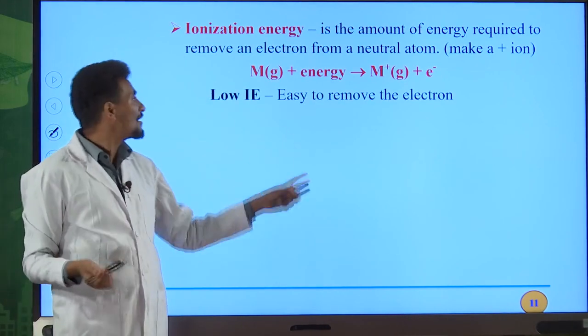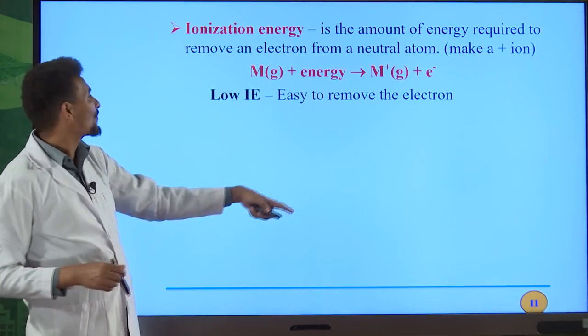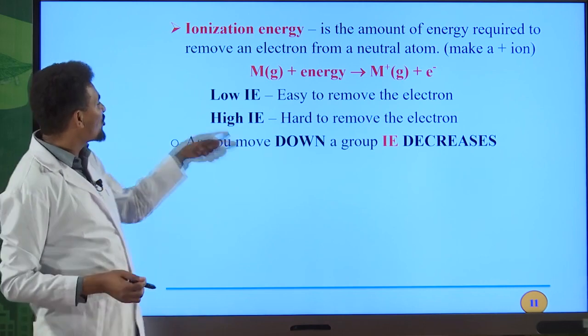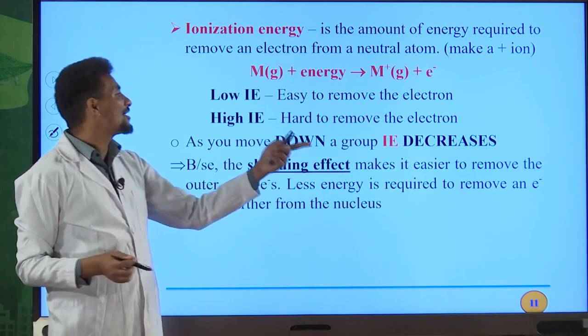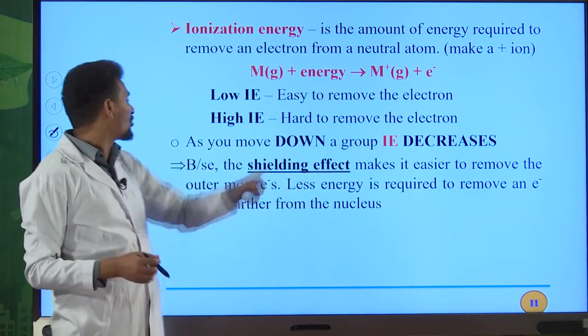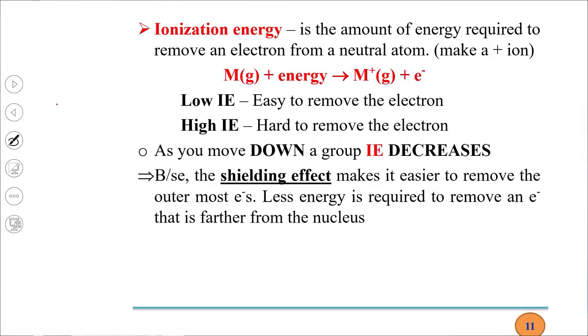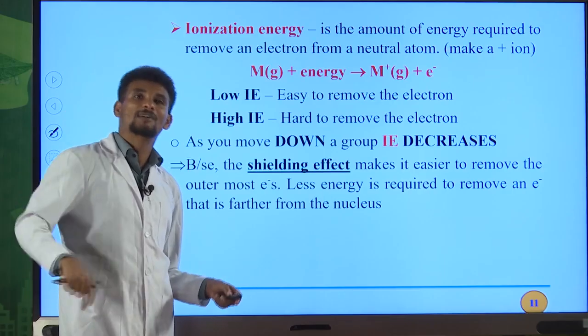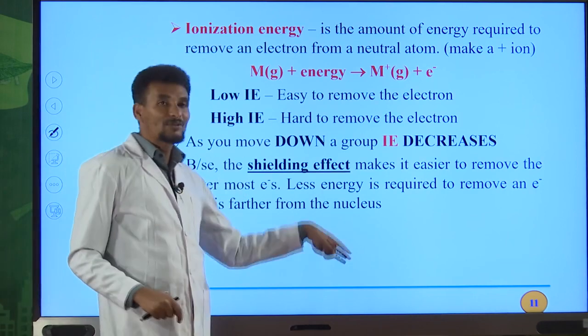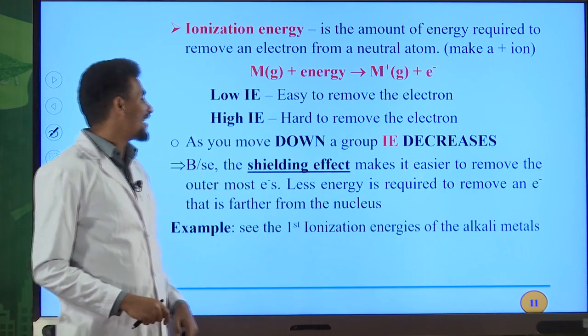Low ionization energy means it is easy to remove the electron. High ionization energy means it is hard to remove the electron. So as you move down a group, ionization energy decreases. Why? Because the shielding effect makes it easier to remove the outermost electrons. Down the group, the number of shells increases, so it is really very easy to remove the valence electron from elements as we move down the group. So all the time, down the group, ionization energy decreases.